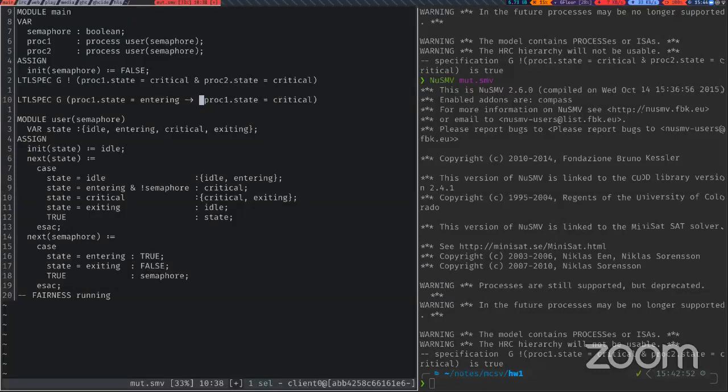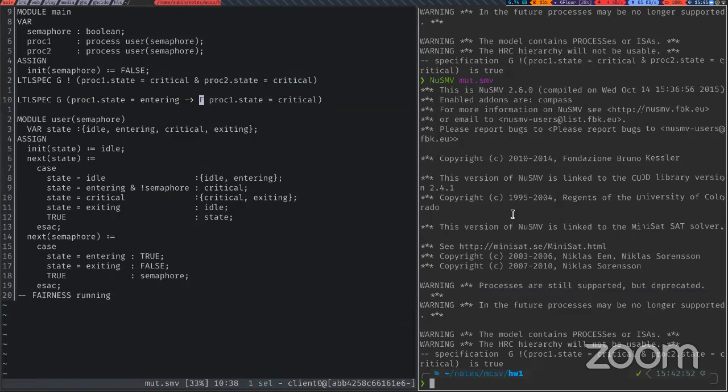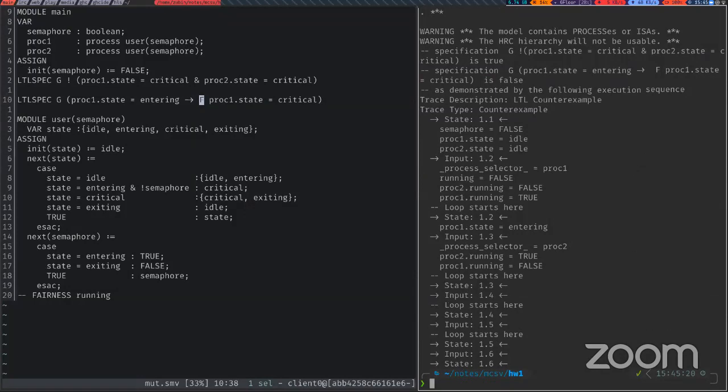Crucially, this property doesn't say that it enters the critical section in its next state, which can't be true because the semaphore might be true and the other process might be in the critical section itself. So we use the eventually property to state that this must happen at some point in the future, maybe if not now, then later. If we try to verify the second property, NuSMV could verify that the first property was true, but for the second property, it gives us a counterexample.